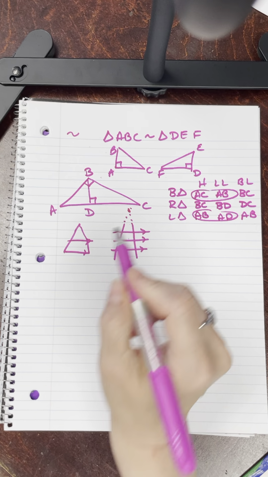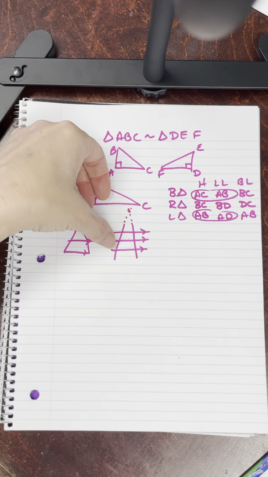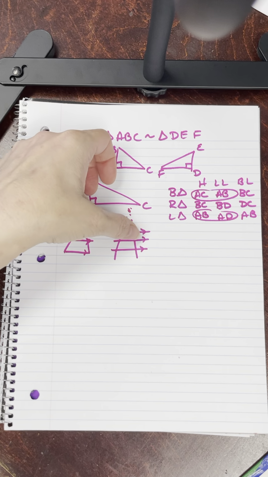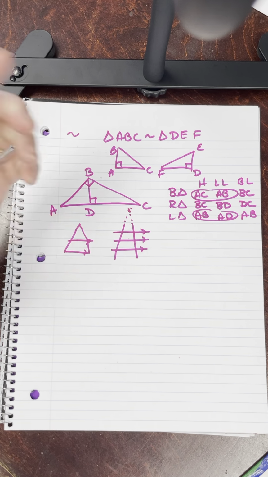So all of their sides can be written in proportionate segments as needed. So I can pull this one to this one, this one to this one, these bottom two, these bottom two, these two. However my combination is, they are all proportionate.